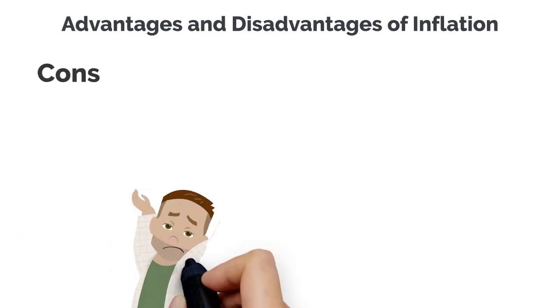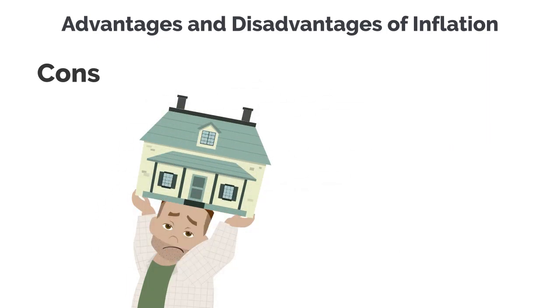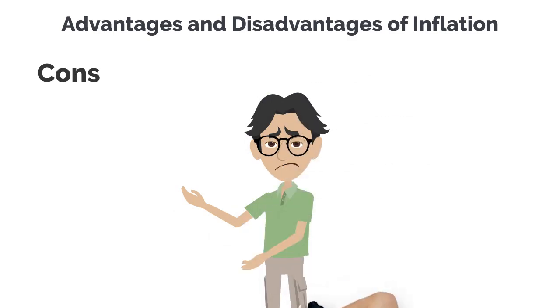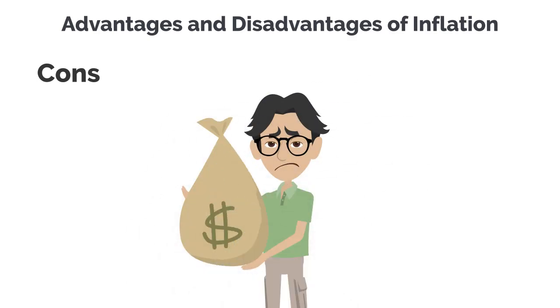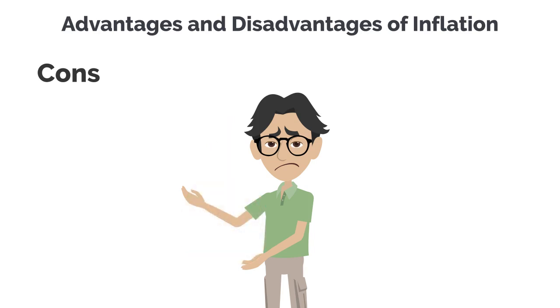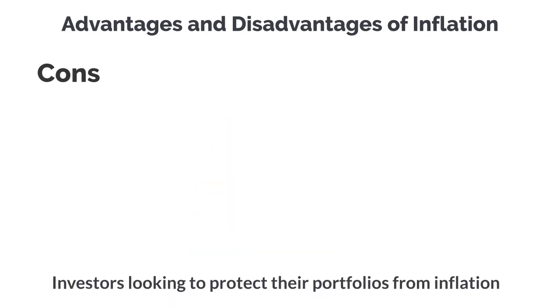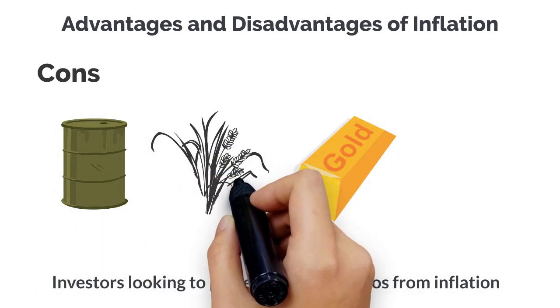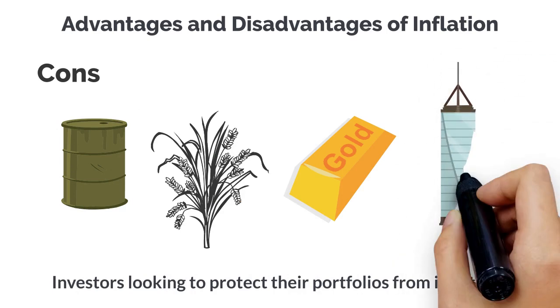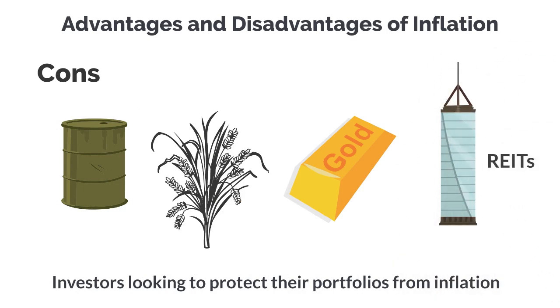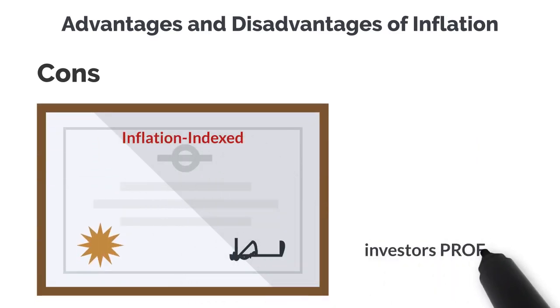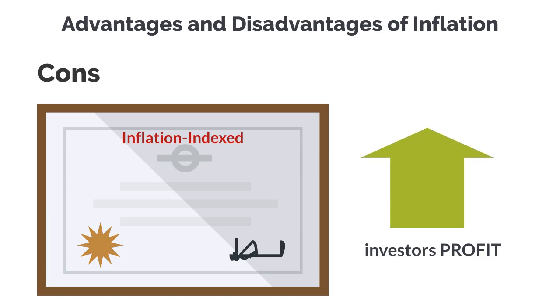Cons. Buyers of such assets may not be happy with inflation, as they will be required to shell out more money. People who hold assets valued in their home currency, such as cash or bonds, may not like inflation, as it erodes the real value of their holdings. As such, investors looking to protect their portfolios from inflation should consider inflation-hedged asset classes, such as gold, commodities, and real estate investment trusts, REITs. Inflation-indexed bonds are another popular option for investors to profit from inflation.